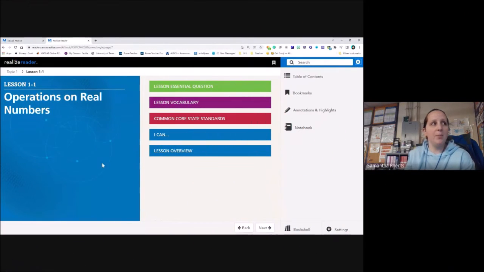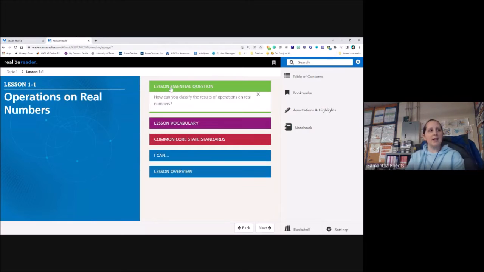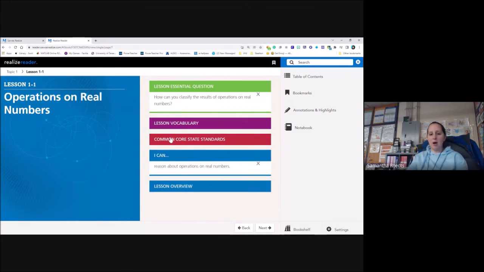All right, this is Unit 1, Lesson 1 for Algebra 1 on operations on real numbers. Okay, so operations on real numbers, our lesson essential question is how can you classify the results of operations on real numbers? At the end of this lesson, you'll be able to reason about operations on real numbers.